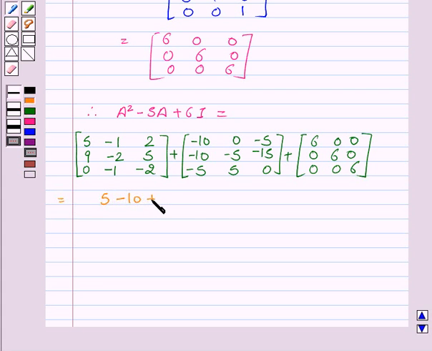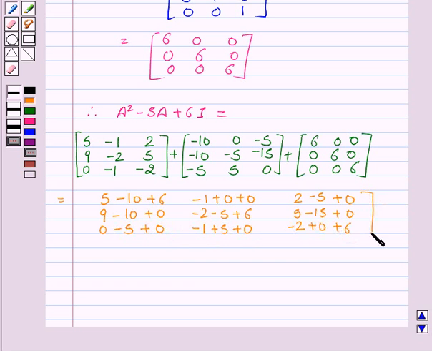So this is equal to [5 minus 10 plus 6, minus 1 plus 0 plus 0, 2 minus 5 plus 0; 9 minus 10 plus 0, minus 2 minus 5 plus 6, 5 minus 15 plus 0; 0 minus 5 plus 0, minus 1 plus 5 plus 0, minus 2 plus 0 plus 6]. This is equal to matrix [1, -1, -3; -1, -1, -10; -5, 4, 4].